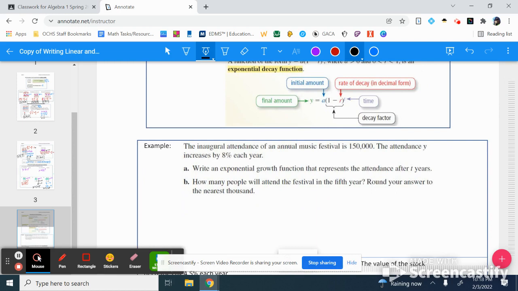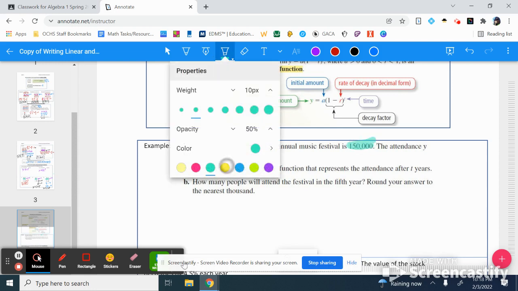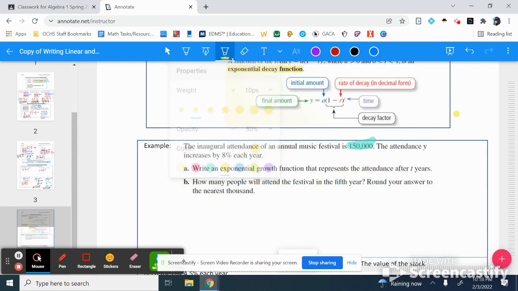Let's get straight into these word problems and see if we can identify different things that will help us. The inaugural attendance of an annual music festival is 150,000. The word inaugural means the first time, so our first attendance was 150,000. The problem also tells me that the attendance is increasing, so I know it's going to be a 1 plus. We want to denote that because it's increasing. And then it also tells me what it's increasing by, 8%.